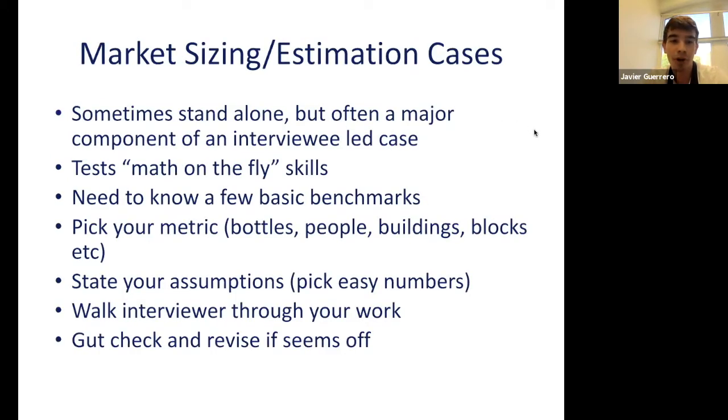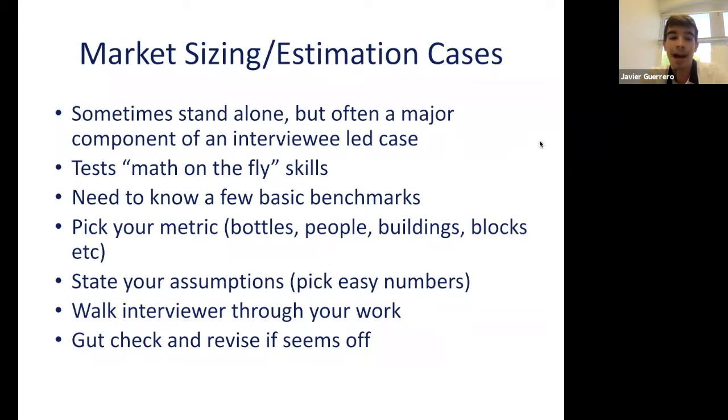So jumping into market sizing and estimation cases, these are really your bread and butter when it comes to most initial case interviews. You might see this especially in your first round interview. And market sizing cases are either going to be a case in and of themselves, meaning the case is dedicated solely to market sizing, or they might be a component of a larger case. And that's something that if you see a second or a final round, you're more likely to see market sizing become part of a case and not just the case itself.